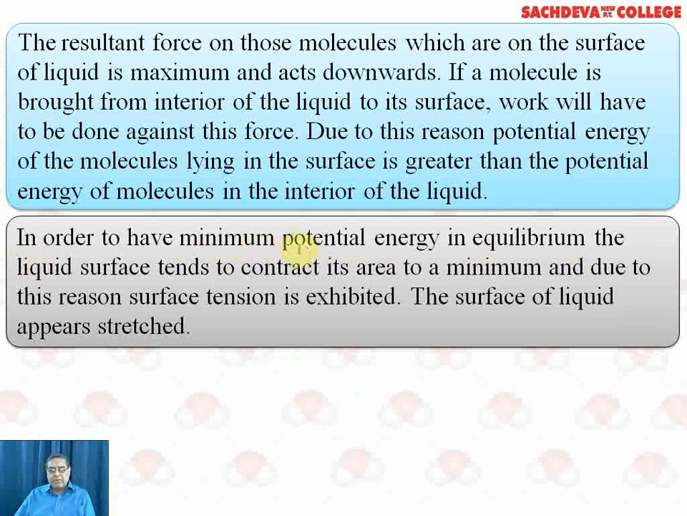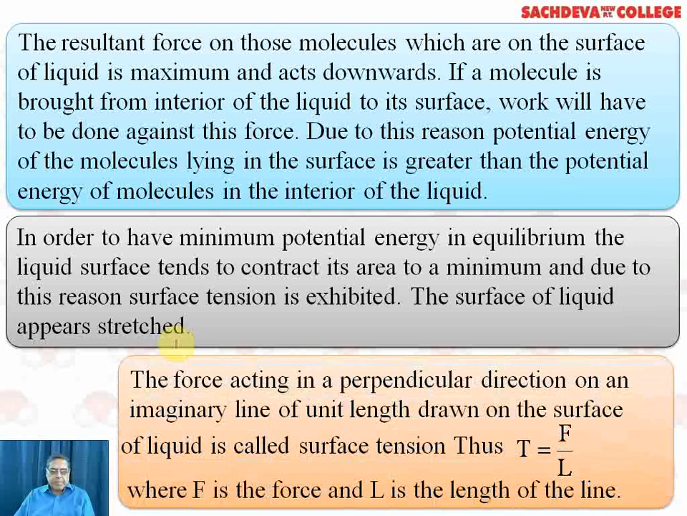In order to have the minimum potential energy in equilibrium, the liquid surface tends to contract its area to minimum, and due to this reason, surface tension is exhibited. The surface of the liquid appears to be stretched. So here the explanation is why the surface of the liquid appears to be stretched. That is because of the forces among those molecules which are well within the liquid or which are just on the surface of the liquid.